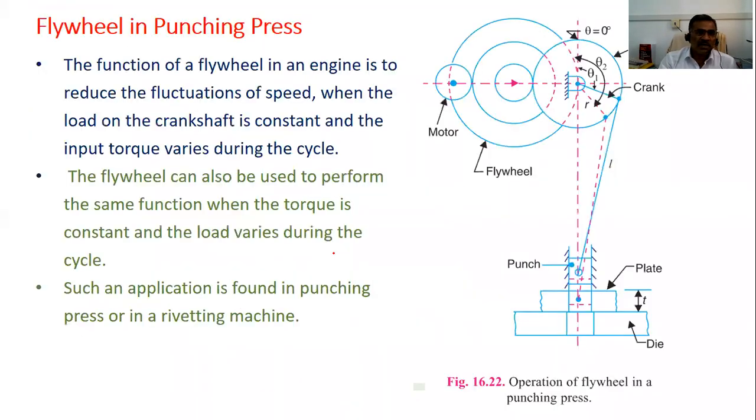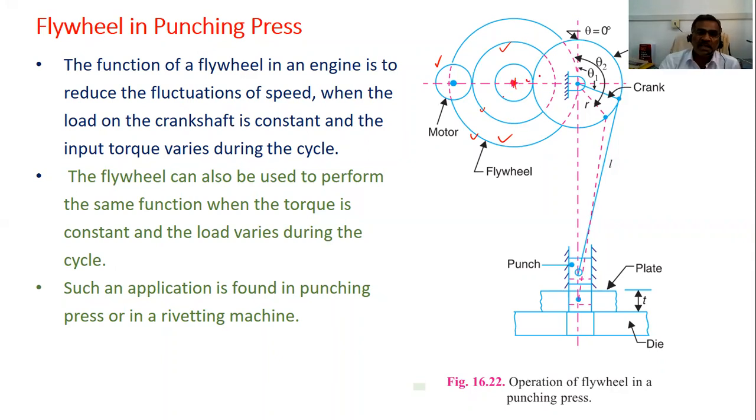Now, let us discuss one more problem. This problem is something different. This is a flywheel problem. In the flywheel problem, how is it working? Let us discuss. This is a motor. The motor is connected with this wheel. This is a shaft, and this is a flywheel. The shaft, this gear and this flywheel are all connected on the same shaft.